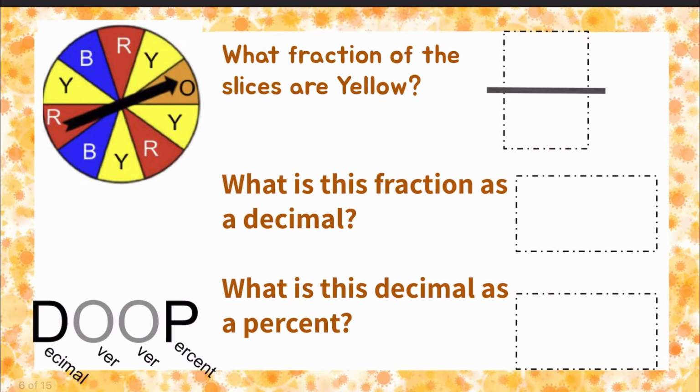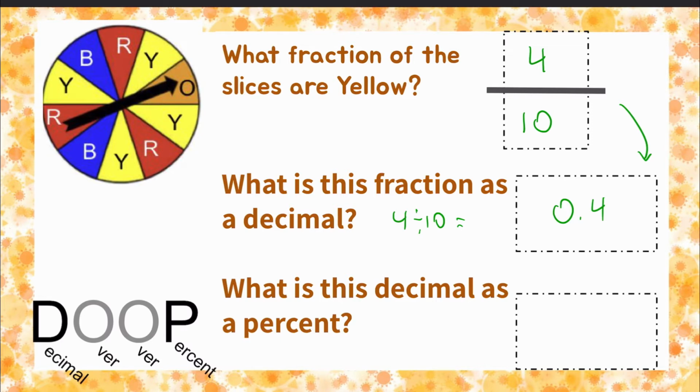Let's try this with yellow. What fraction of the slices are yellow? 4 out of 10. What is 4 out of 10 or 4/10 as a decimal? That's 0.4 because 4 divided by 10 is 0.4.